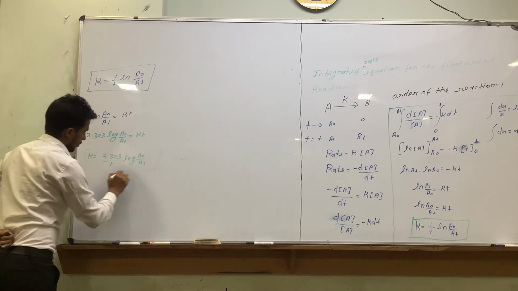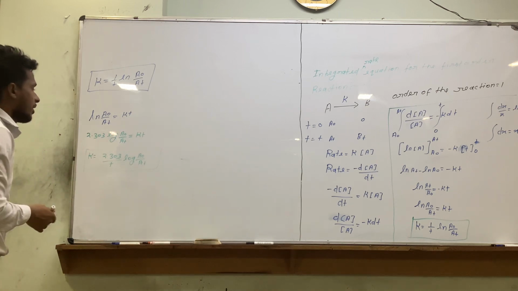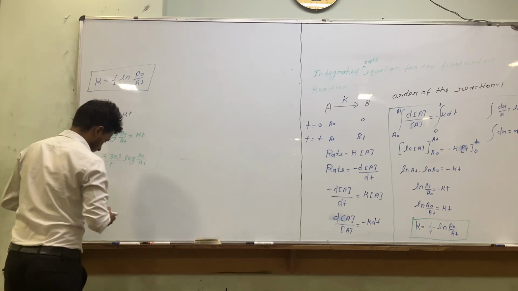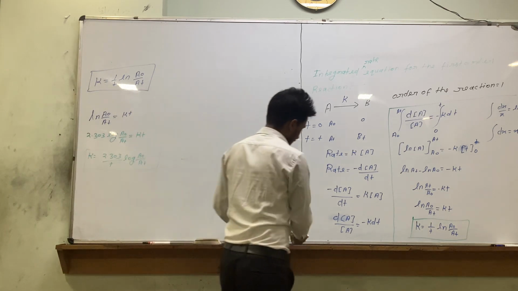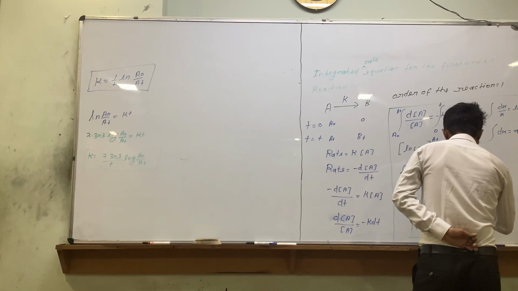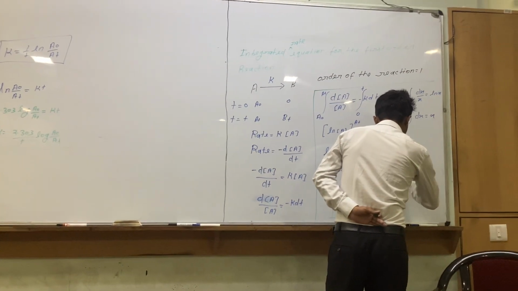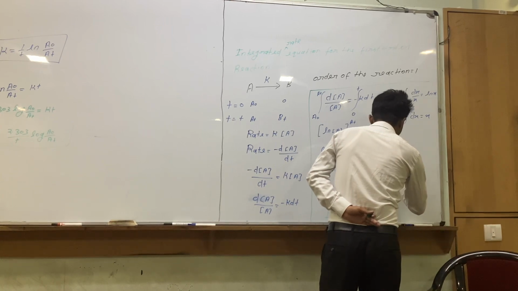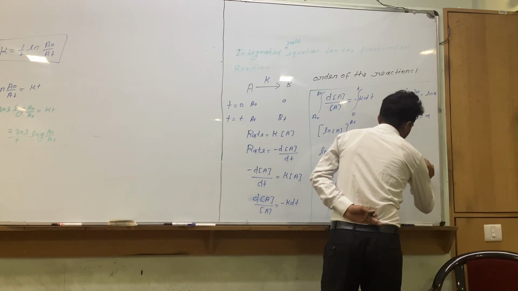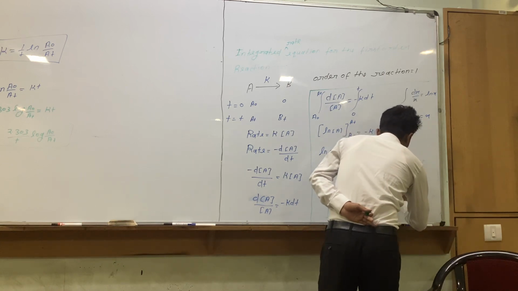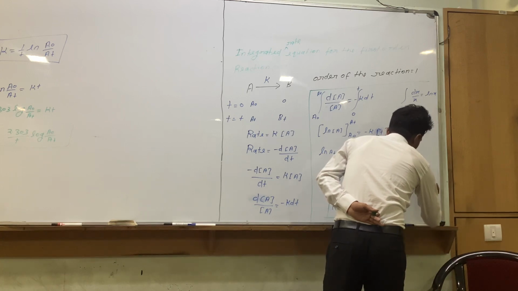So this is the integrated rate equation for the first order reaction in log form. If I consider this equation, we can write At upon A naught is equal to e to the power minus kt. So At is equal to A naught times e to the power minus kt.